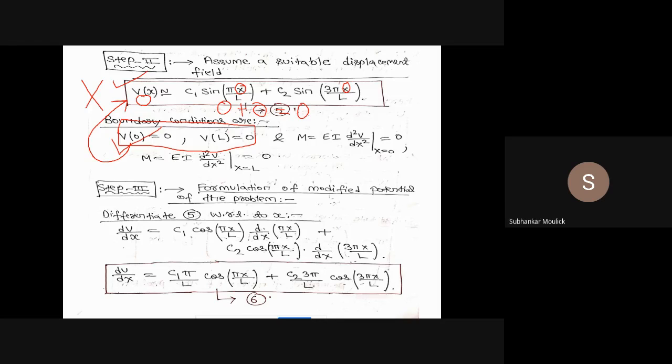Now let us check the second boundary condition, that is the value of deflection is 0 when x is L. That means C1 sine of pi, in place of x write L. The L cancels. The equation becomes 0 is equal to C1 sine of pi plus C2 sine 3 pi. Sine of pi is what?